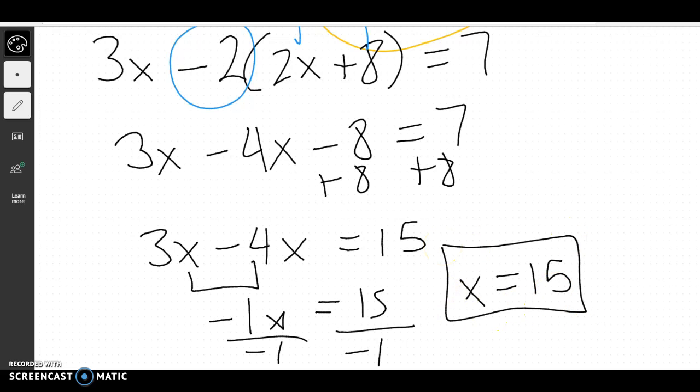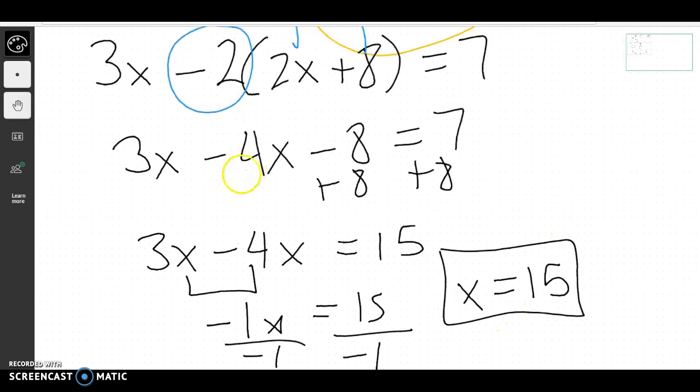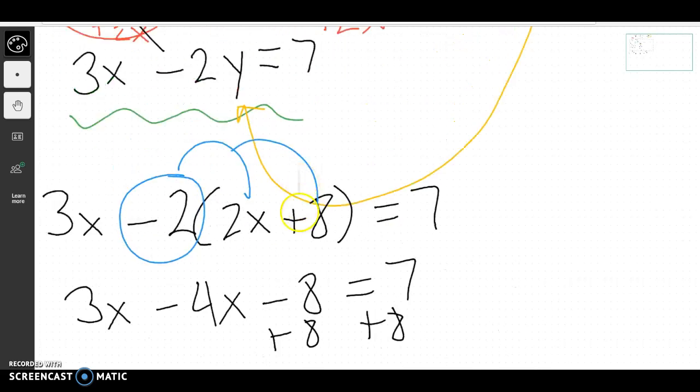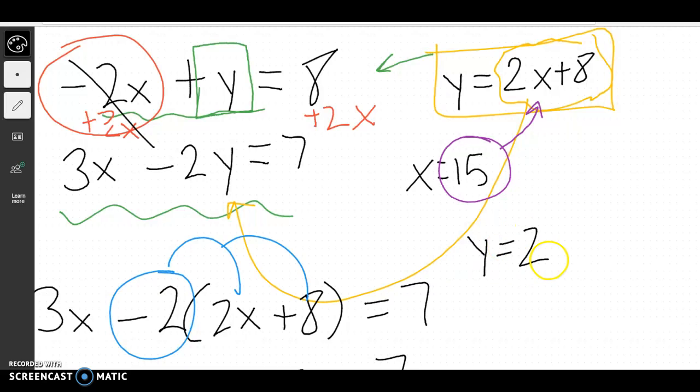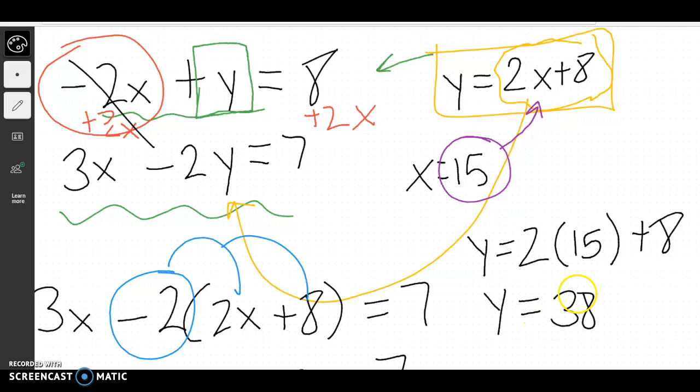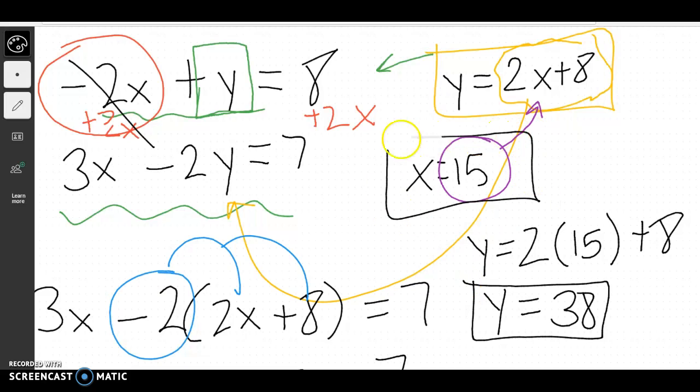So now I know what x equals. It equals 15. Well, if I know what x equals, I can go in here and figure out what y equals. So if x equals 15, what would y equal? Well, I would take this 15 and plug it into here. And I would get y equals 2 times 15 plus 8. So y would equal 38. And these would be my two answers.